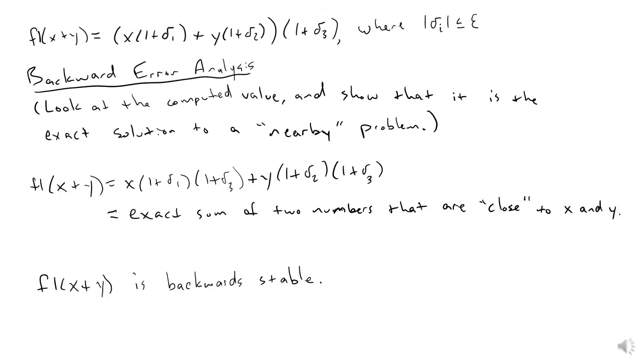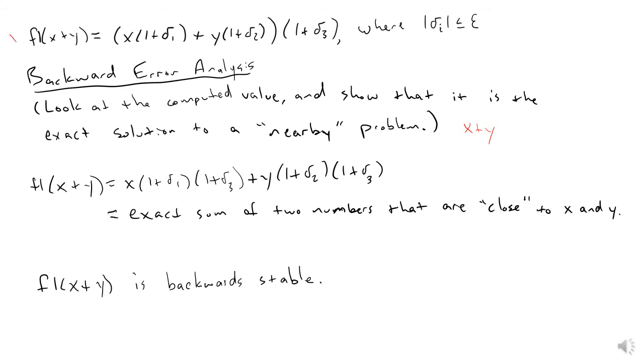The second way we can do rounding error analysis is called backward error analysis. The idea here is that we're going to look at your final result, your computed value, and show that it's the exact solution to some nearby problem, or some problem that's similar to the one you're trying to do. So here, what we're trying to do is just simply x plus y. But there's lots of rounding going on. We rounded x, we rounded y, and then we rounded their sum.